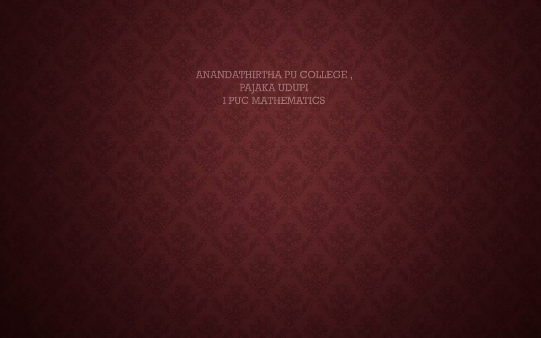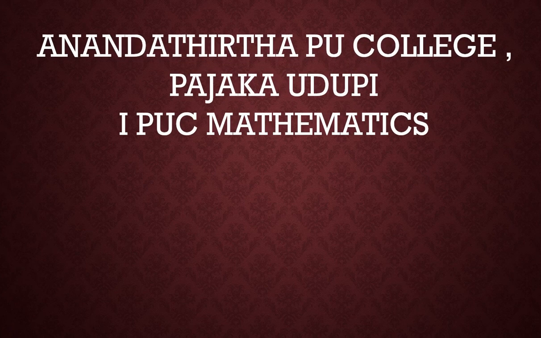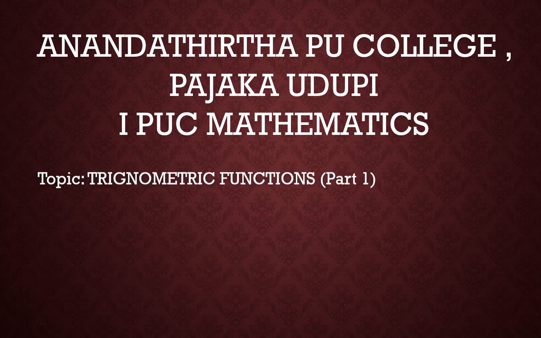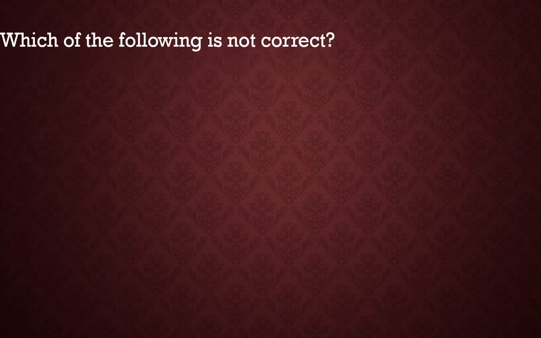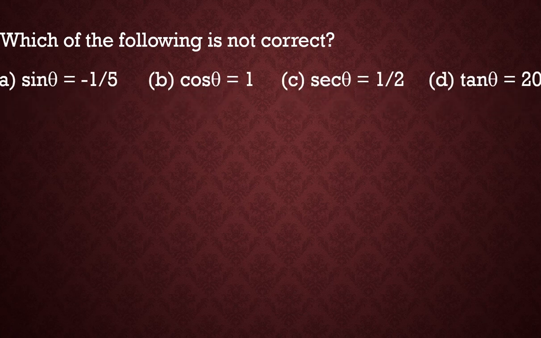Hello students, in this video I am going to explain some of the multiple choice questions that come in CET from the chapter trigonometric functions. The first question will be, which of the following is not correct? So there are four options. We have to check which one is not correct here.